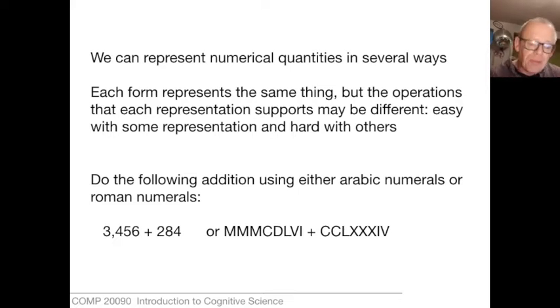So, for example, numbers. You might think numbers are just numbers. But if you look at the bottom here, there's a sum in numbers. On the left-hand side, you see 3,456 plus 284. That's a sum. It's tedious, but you could do it. It's very easy. You learned how to manipulate these. Those kinds of numbers are called Arabic numbers because we got them from the Arabic cultures.